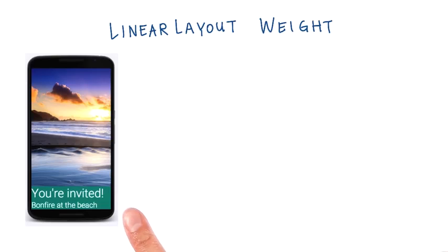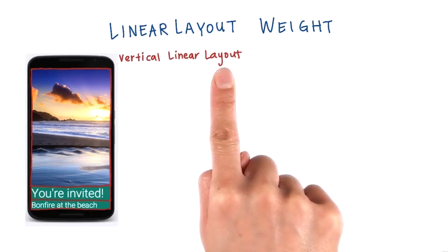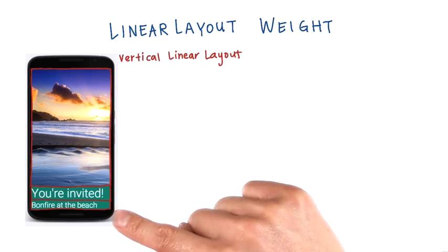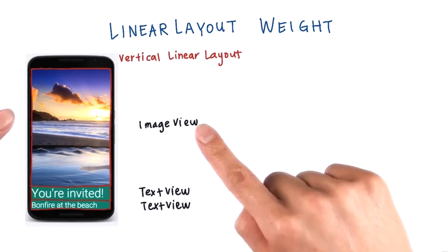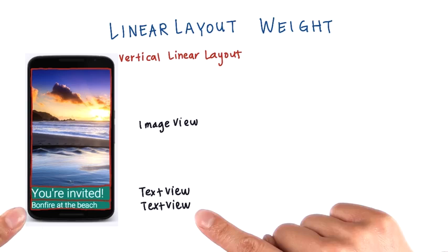So to build out this layout, I like to first think about it conceptually to make sure I have an idea of what I'm going to do before I start coding. First, we notice that it's a vertical linear layout because the items are in a vertical column. We have three children views: an image view, a text view, and a text view.